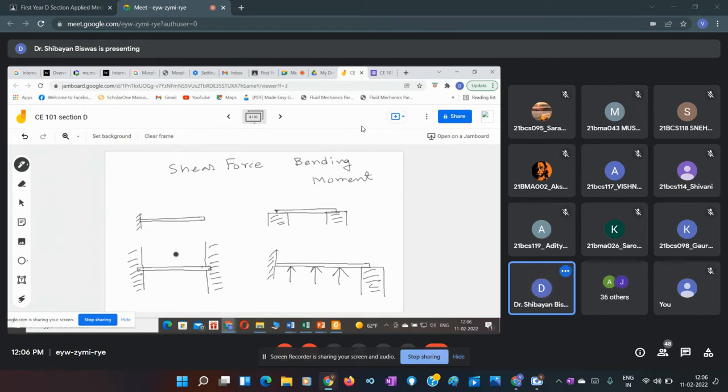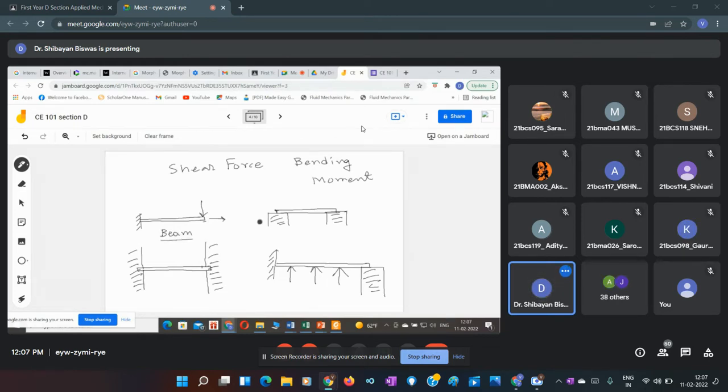So what is beam? Beam is a structural member which is subjected to a system of external forces at right angle to its axis. If this is the beam, so what is the axis? It is in this direction. So what will be the right angle of its axis? This. So if some force is acting in the direction perpendicular to its axis on a structural member, that particular structural member is known as beam.